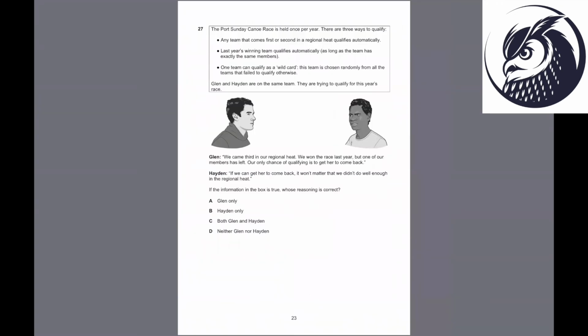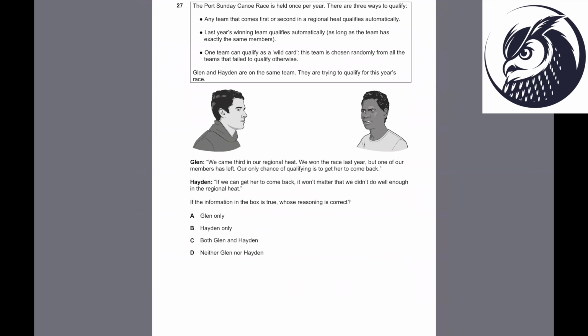Let's go to question 27 now. In question 27, it says that the Port Sunday canoe race is held once per year. There are 3 ways to qualify. Any team that comes first or second in the regional heat qualifies automatically. Okay, so let's just write condition 1. So to qualify, there are 3 ways. The first way is if you come first or second in the heat.